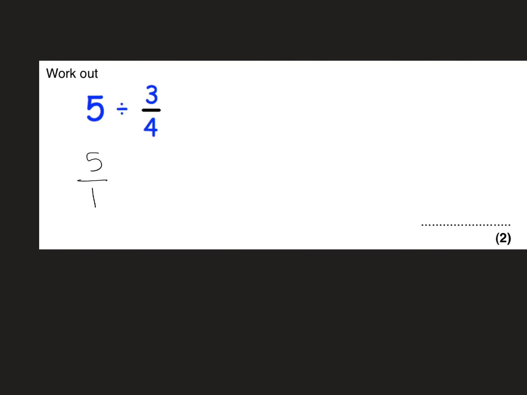Okay, then we're going to change our divide to a multiply. We're going to flip our second fraction, so it's going to be 4/3. And then we're going to multiply across the top. So 5 times by 4 is 20. 3 times by 1 is 3. Top heavy fraction. So we're going to need to change this into a mixed number. So how many times does 3 go into 20? That's what we need to ask ourselves. Well, 3 6s are 18, so it goes in 6 times. 20 take away 18, so there's a remainder of 2. And that's over 3. So 6 2/3 is our final answer.